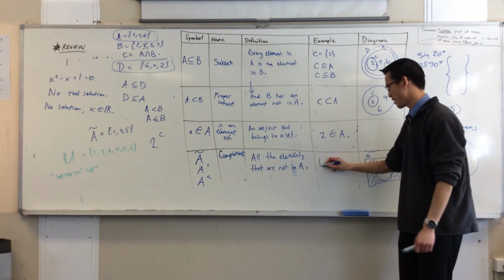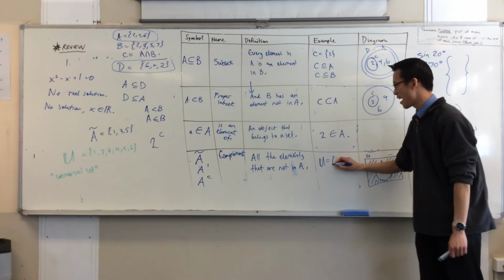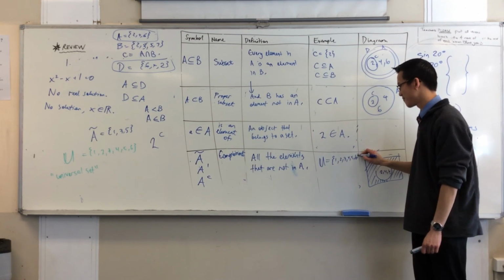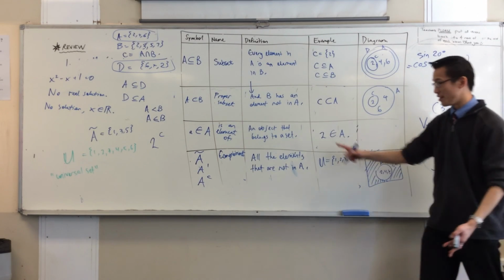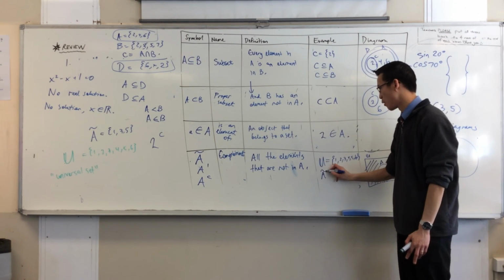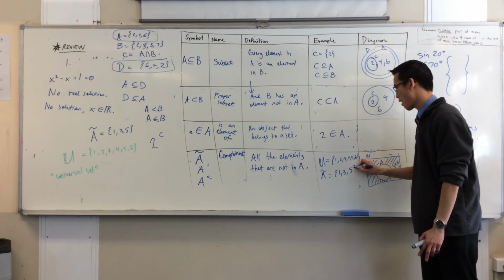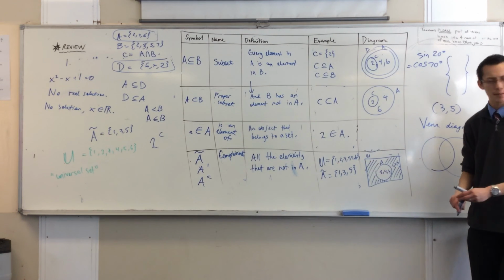So here you go. If I make this the universal set, therefore in this case, not A, the complement of A, would be 1, 3, and 5. Okay, make sense?